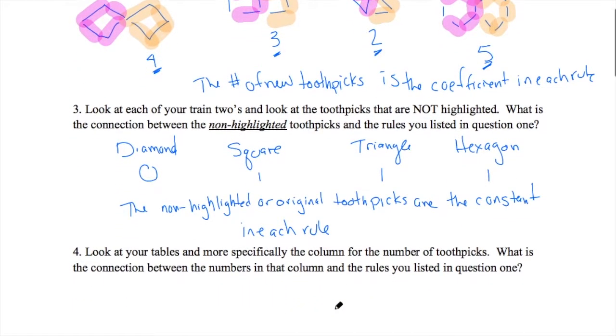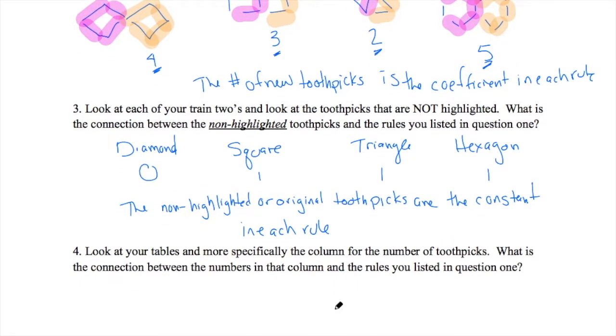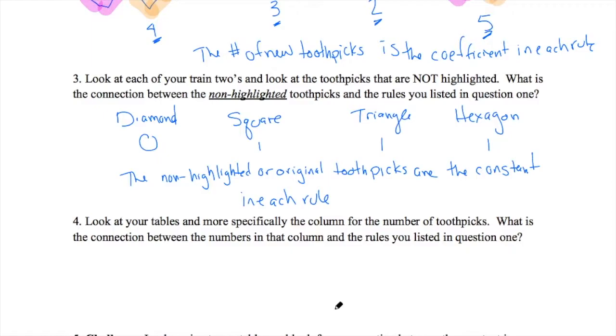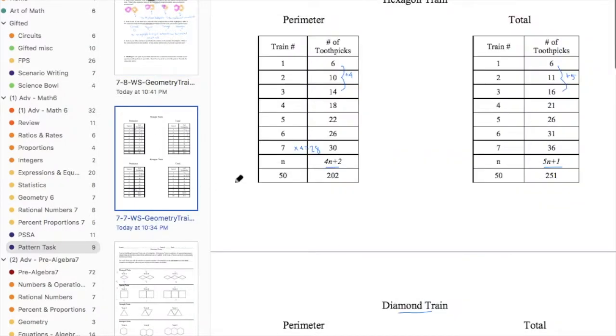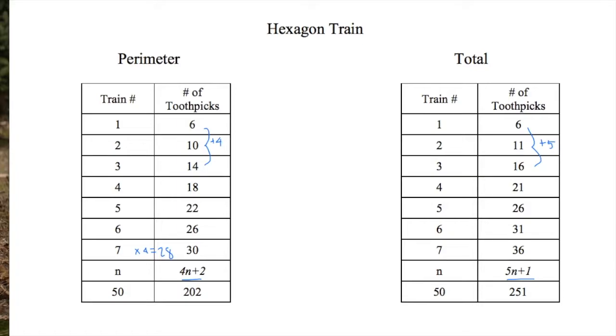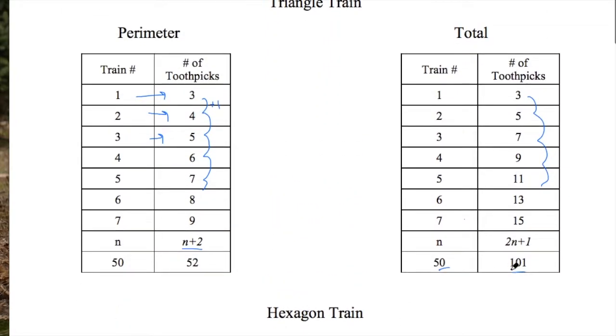Okay, so let's look at our tables and more specifically the column for the number of toothpicks. What is the connection between the numbers in that column and the rules you listed in question 1? So this is where you kind of have to flip back and forth, but let's do that real quick. Let's flip back over to here, and we were talking about this even as we were doing our rules here, is that you should be seeing that we have this +4 here, and we have in our formula a +4. We have a +5, and we have a 5 in our formula. We didn't write it here, of course, figures. We are going up by 2 here, 2 each time, and what do we have? A +2 in our formula.